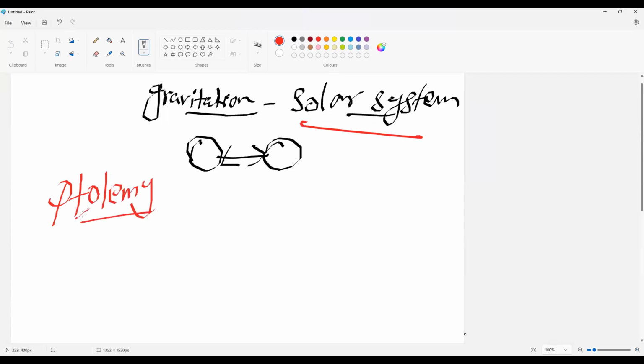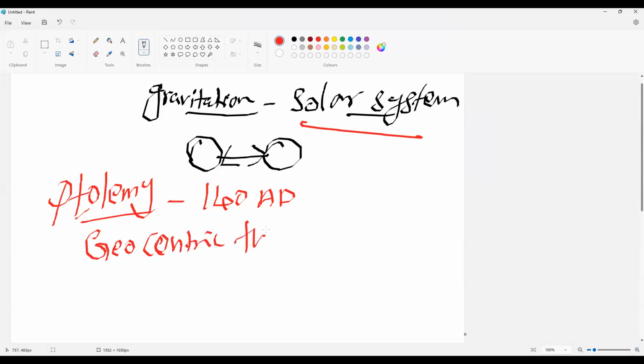Ptolemy, who lived in 140 AD, gave us a theory called the geocentric theory. What is that? Now I will teach you two to three theories here, which are very, very important as far as physics is concerned. Understand what the geocentric theory is.